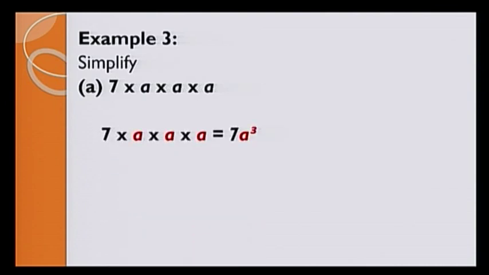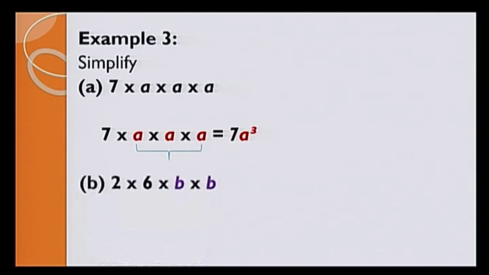Now, 7 multiplied by A multiplied by A multiplied by A will give us 7A to the power of 3. We have grouped A multiplied by A multiplied by A together and we got A cube. Let's have a look at the next part.